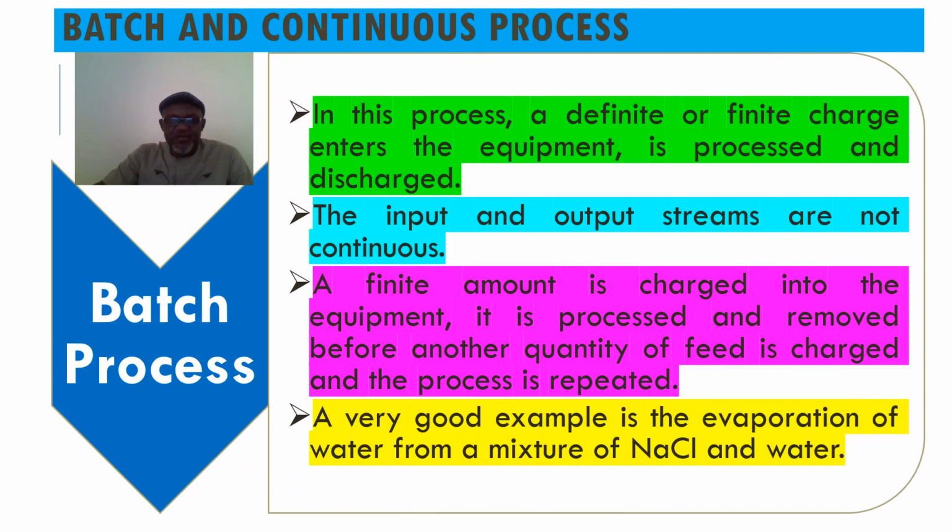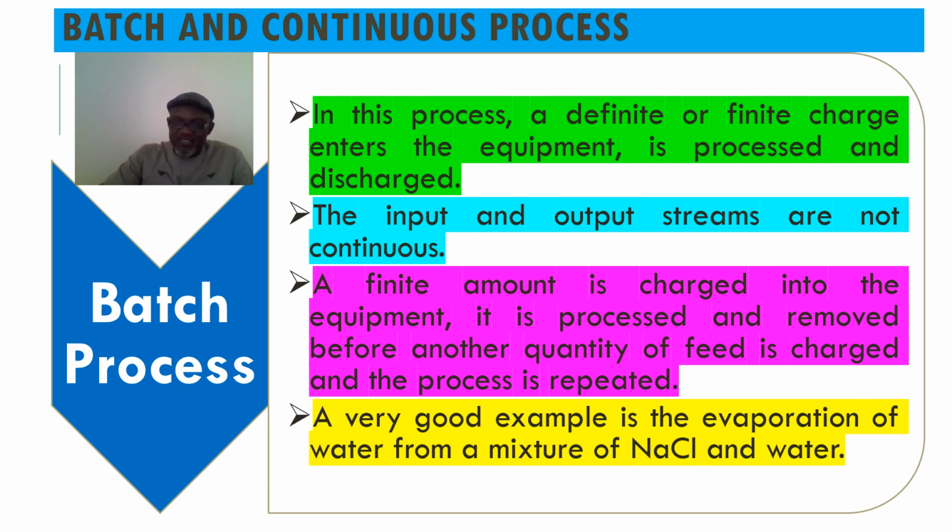Batch and continuous process. Now, batch process. In this process, a definite or a fixed charge enters the equipment and is produced and discharged. The input and output streams are not continuous. The finite amount of charge into the equipment is processed and removed before another quantity of feed is charged and the process is repeated. A very good example is evaporation of water from a mixture of sodium chloride and water.